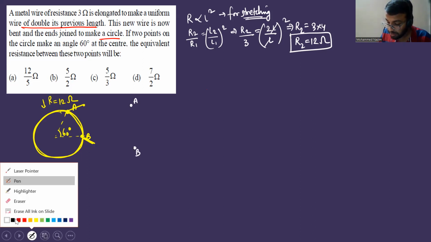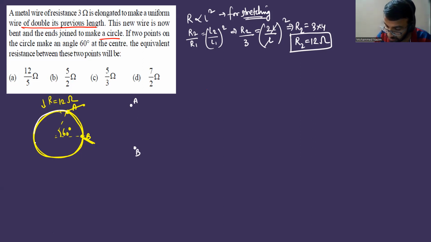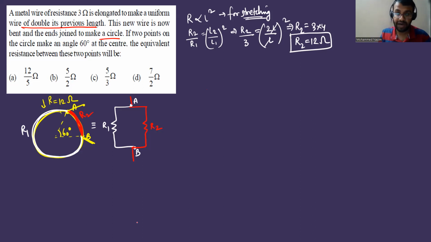This part of the wire will have some resistance. Let me call that R1. And R1 is connected between A and B. And then another part, this part will have some resistance, let us say that is R2. And that is also connected between A and B. And how are the two connected? They are connected in parallel. So first you need to find R1 and R2 values.